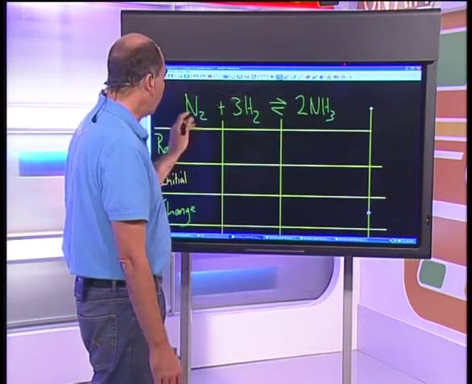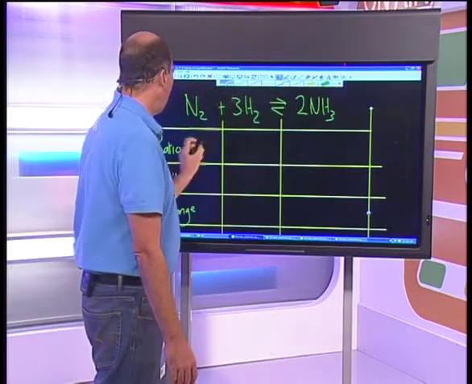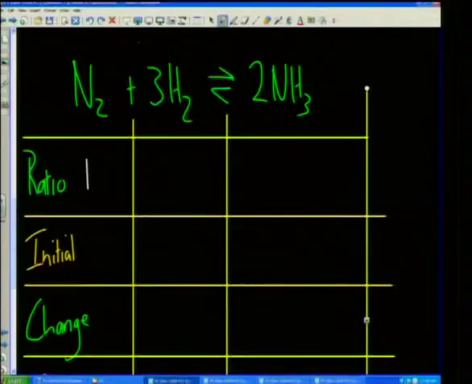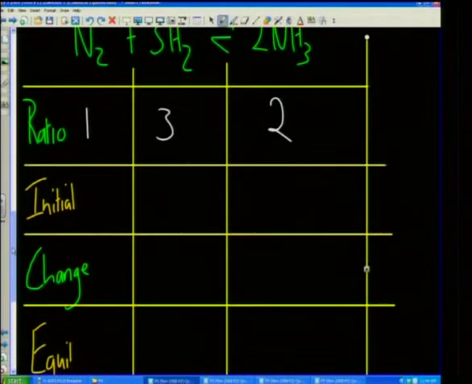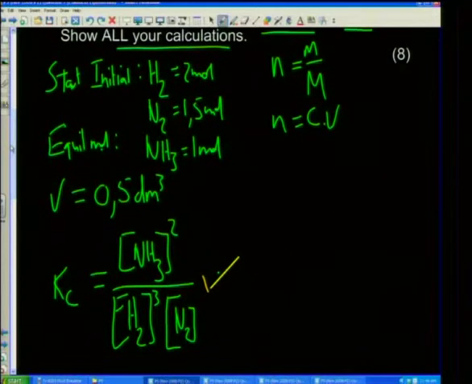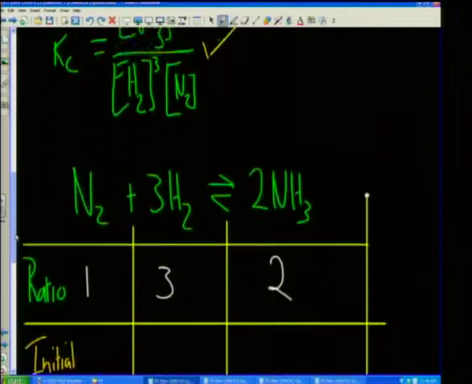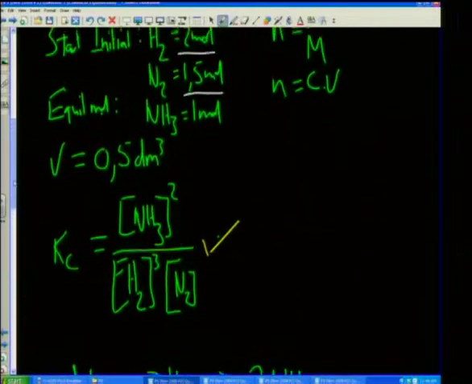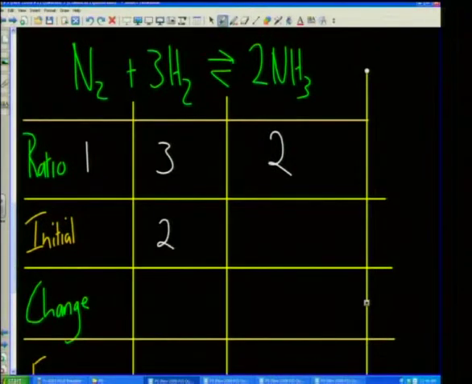They've given you the balanced equation in the question, and we know that we've got 1 mole of nitrogen, 3 moles of hydrogen, and 2 moles of ammonia. Now, from the question as well, we know what the initial things were. We know that we had 2 moles of hydrogen and 1,5 moles of nitrogen, so we fill that in.